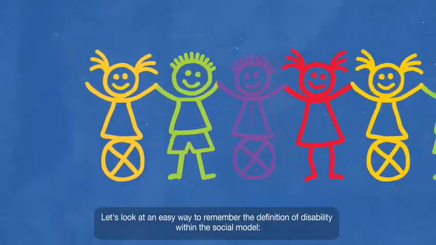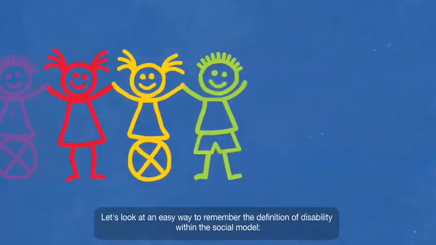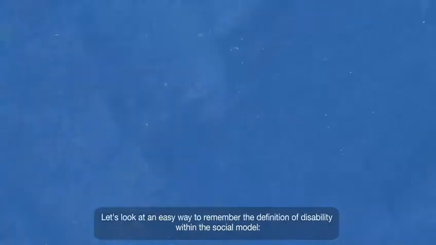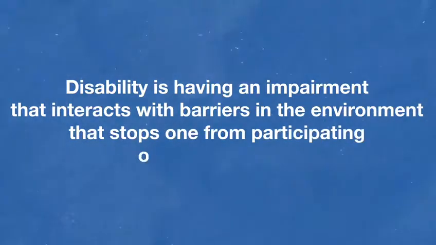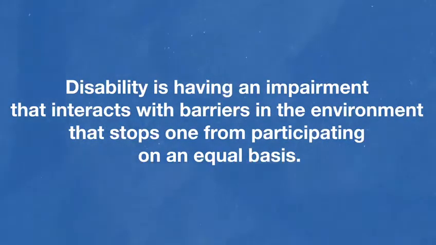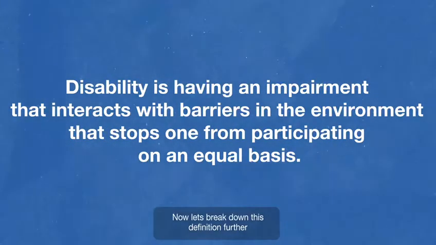Let's look at an easy way to remember the definition of disability within the social model. Disability is having an impairment that interacts with barriers in the environment that stop the person from participating on an equal basis with others. Now, let's break down this definition further. There are 3 words we need to look at more closely.